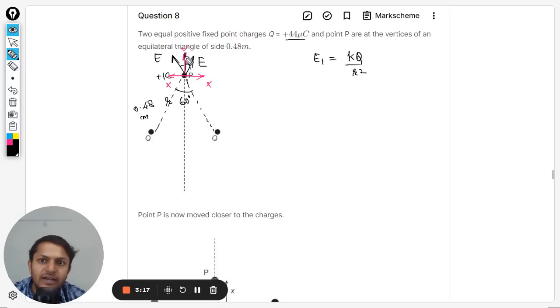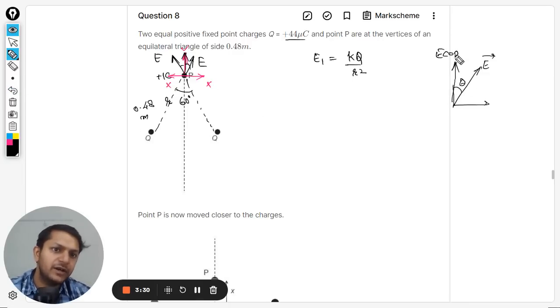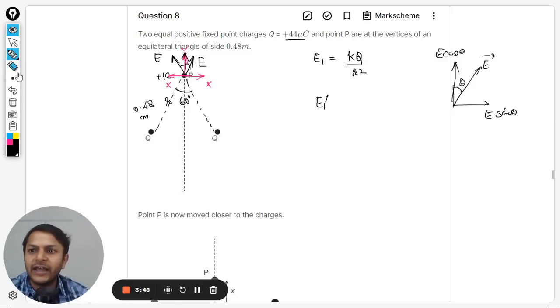So this will be E cos theta. If you know that this is a vector, and this is theta, so this will become E cos theta, this will become E sin theta. I am interested in cos theta because the sin theta components are just cancelling each other. So E1 is KQ by R square, and let me call it E1 dash or E1 Y, because I am concerned with the Y component.